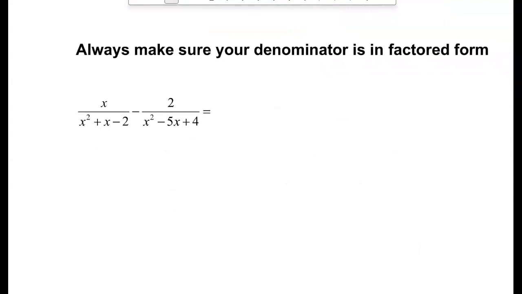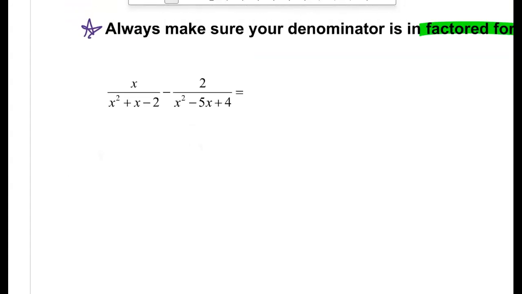Here's the hint. Always make sure your denominator is in what form? Factored form. Always make sure your denominator is in factored form. As a result, you can find your common denominators a lot easier, correct? So let's do this one real quick, and let's do factored form, and let's do some rewriting.